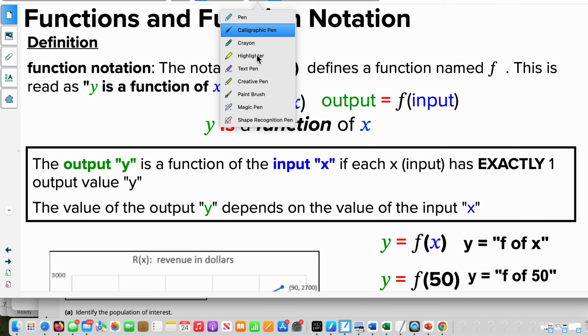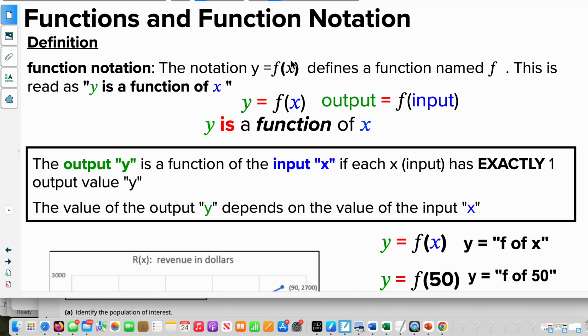When we use function notation, it means that we use this notation here, y equals f of x. It means that we have a function named f, and we read this as y is a function of x. Another way to think about that is that if we input x, we output y. Input is always in the parentheses, equals the output. Y, the output, is a function of x, the input.